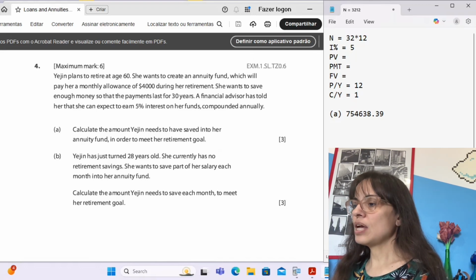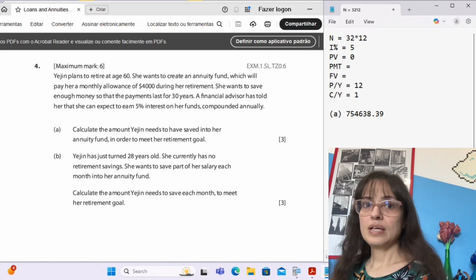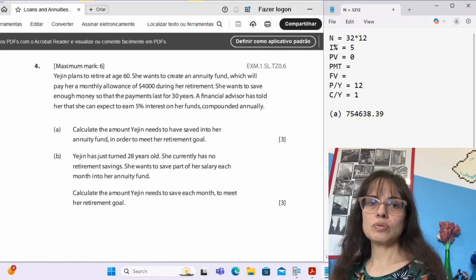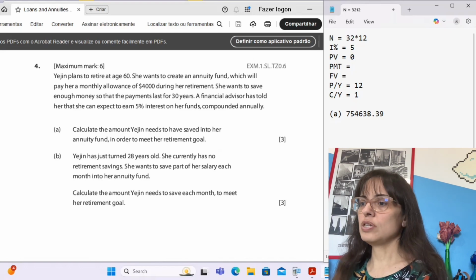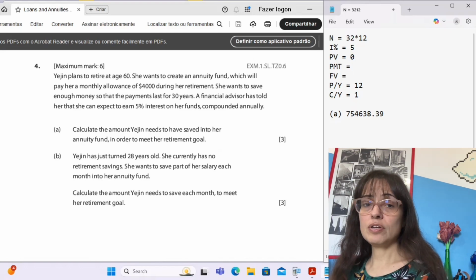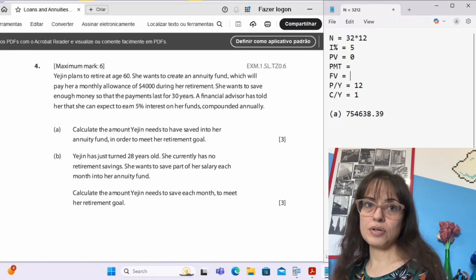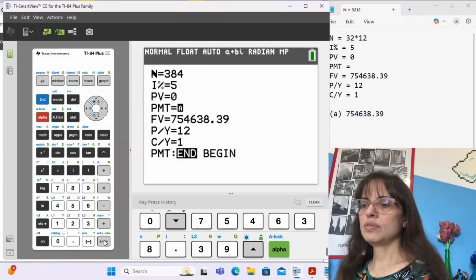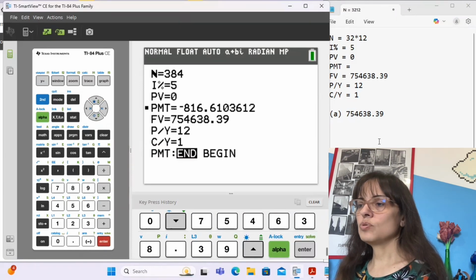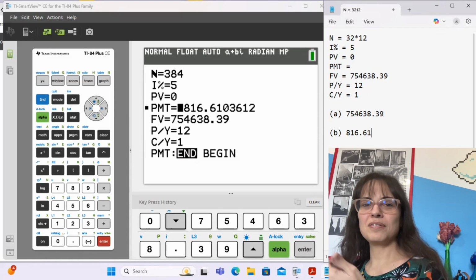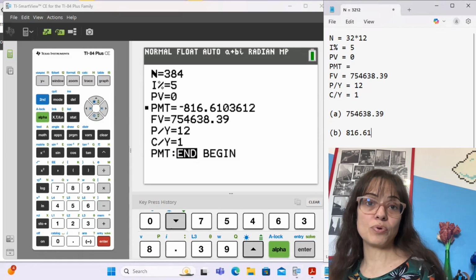How much money does she have now? I don't think any money. Yeah, she currently has no retirement savings. We want to figure out how much she needs to put there each month. And the future value is what we calculated that she needs to start her retirement. Okay, so it's the answer to part A right here. So now let's calculate the monthly payments. $816. That's not that bad, is it? To pay $800 each month, and in the future you're going to have $4,000 each month.